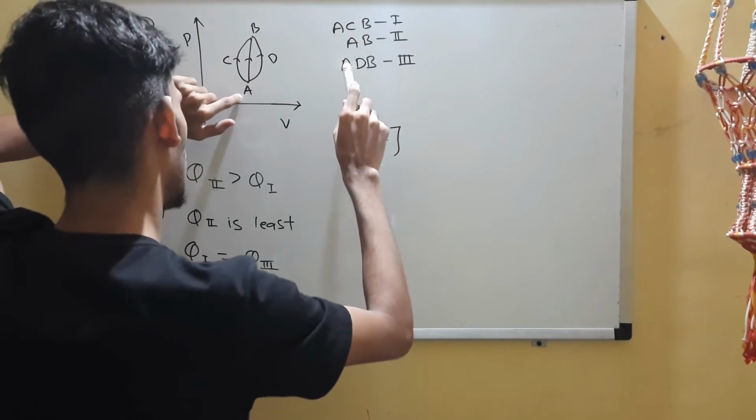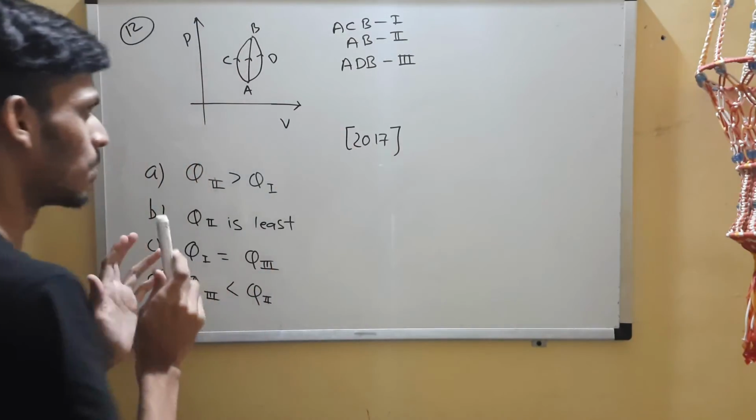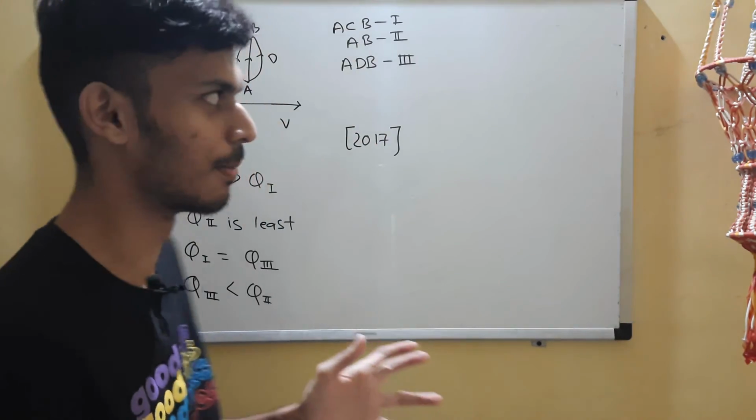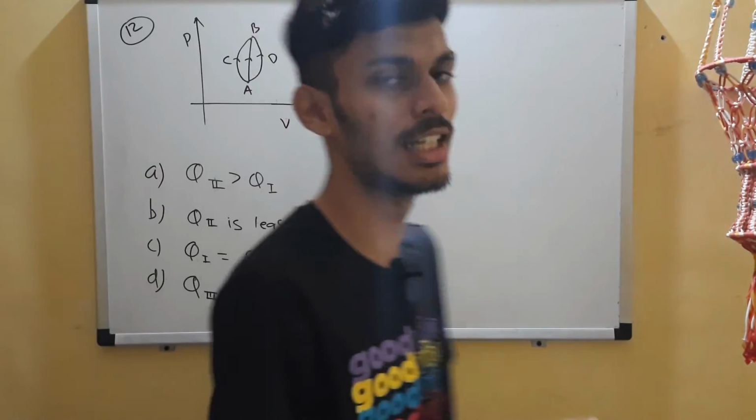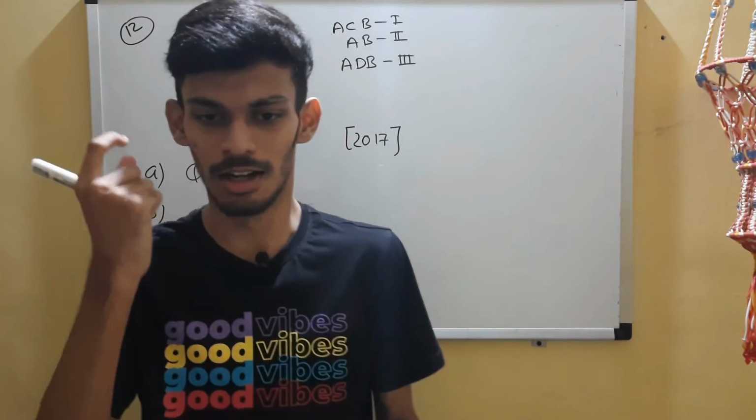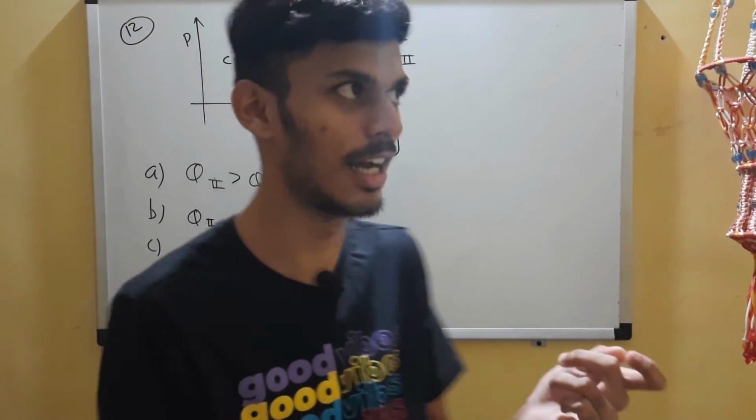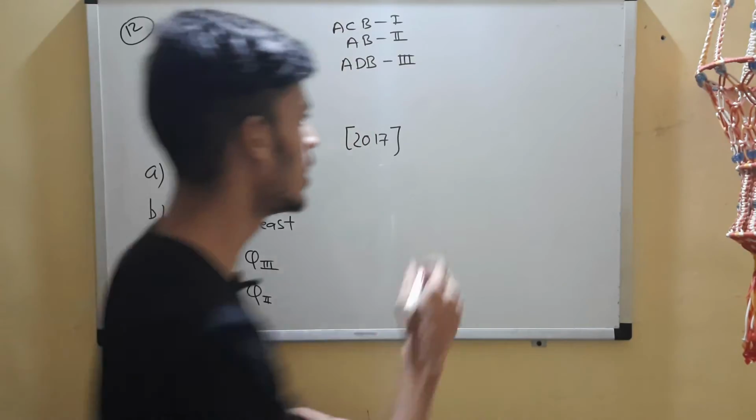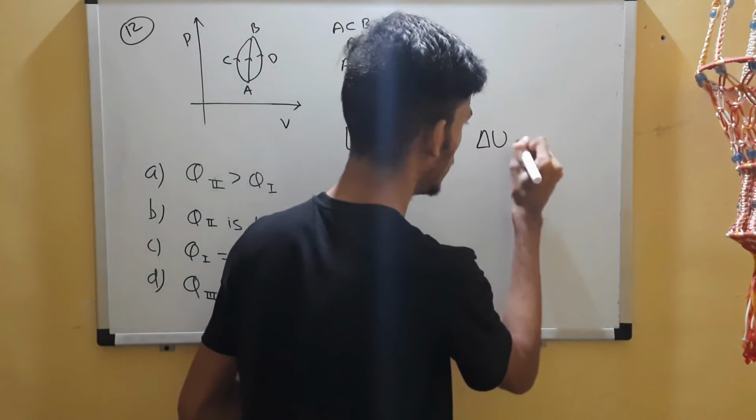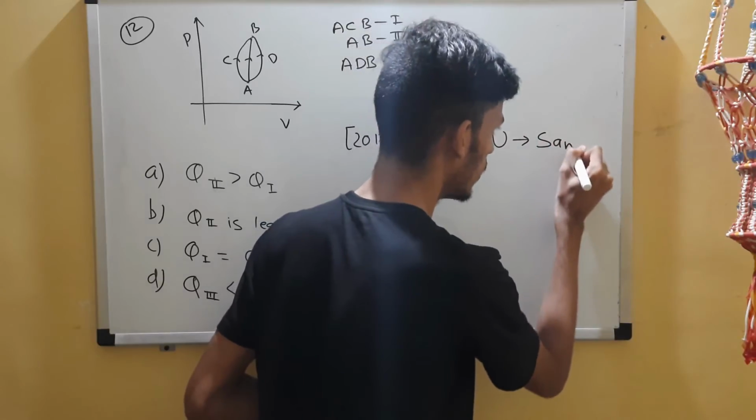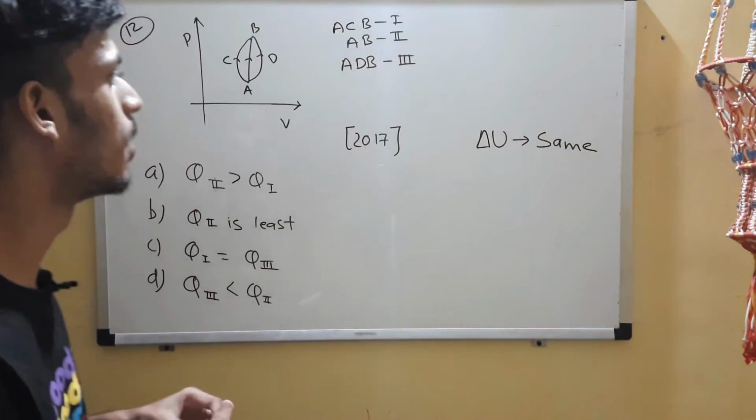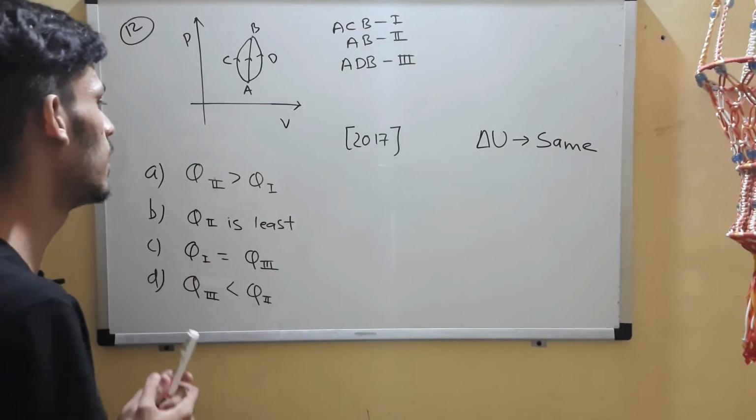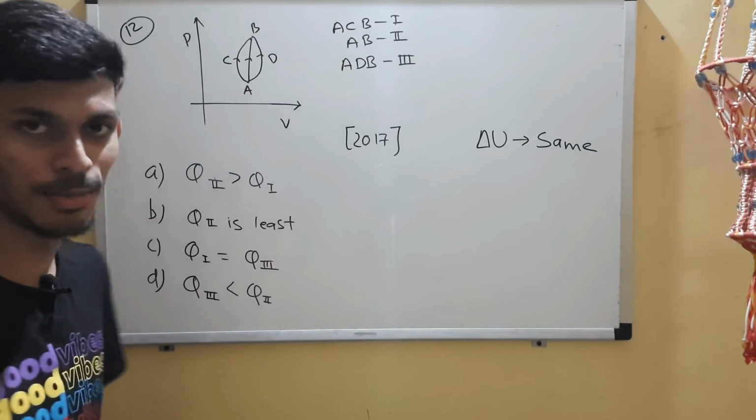The third also starts at A and ends at B. So basically you can see that their internal energy will be the same. Internal energy is a state function. It only depends on the initial state and the final state, which is same in all these three processes. Hence, internal energy for all these three processes will be the same. So you know something about internal energy of these three processes. You are supposed to find what is the relation between their heat.